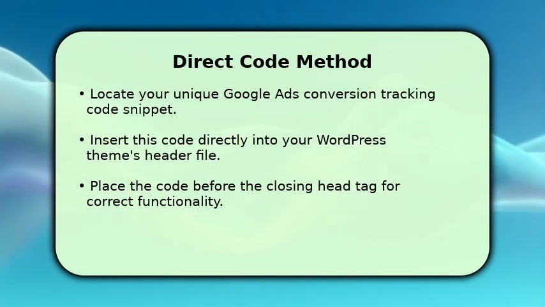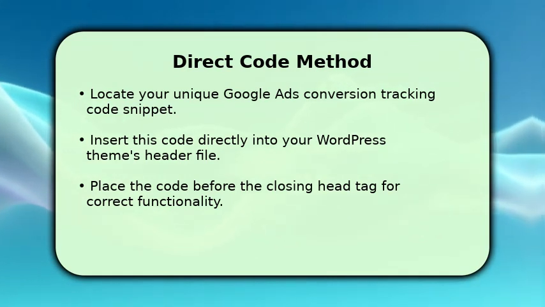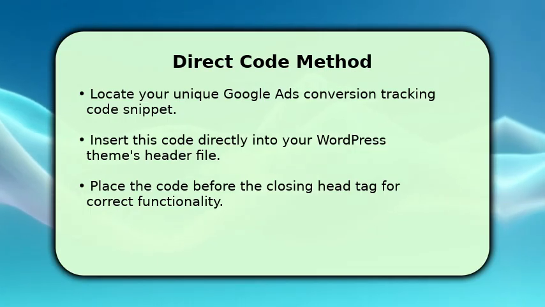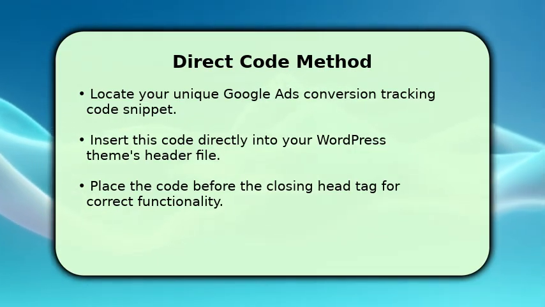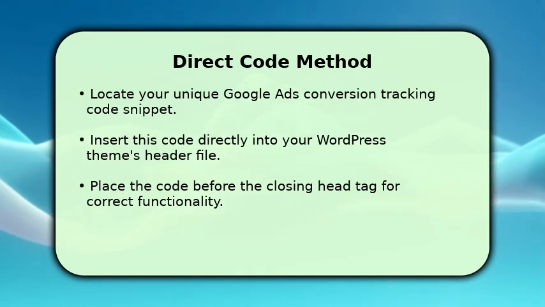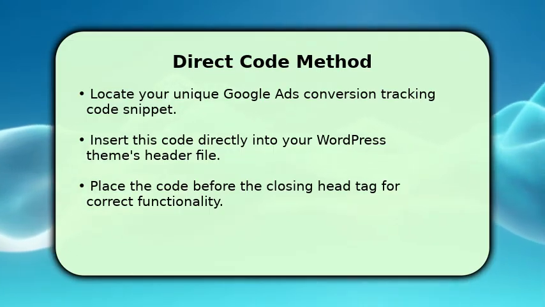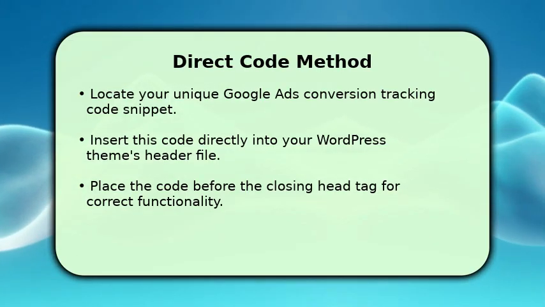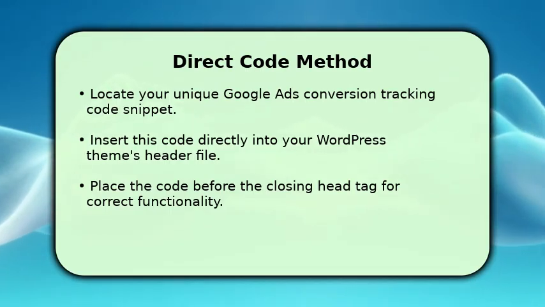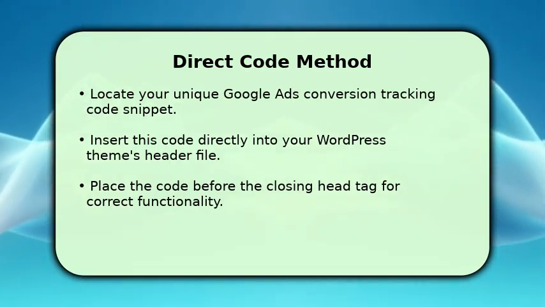Alternatively, you can implement the tracking code directly into your WordPress site. First, find your specific Google Ads conversion tracking code within your Google Ads account. Then, access your WordPress theme's header.php file. Carefully paste the entire code snippet just before the closing head tag. This manual approach requires more attention to detail but achieves the same tracking goal.